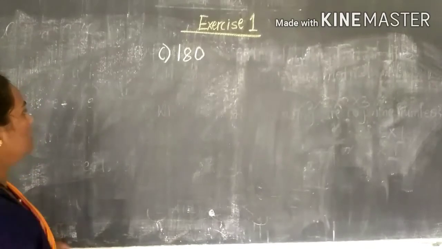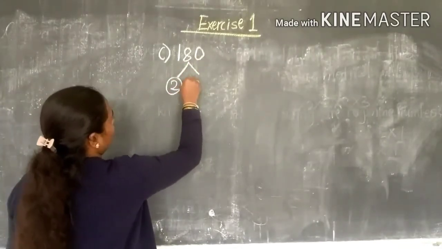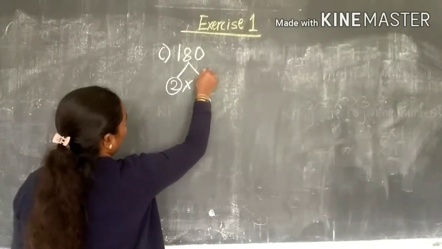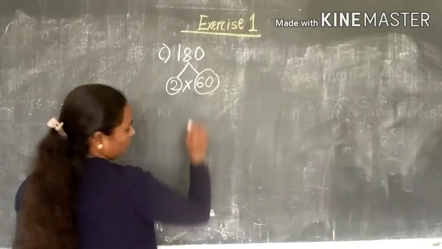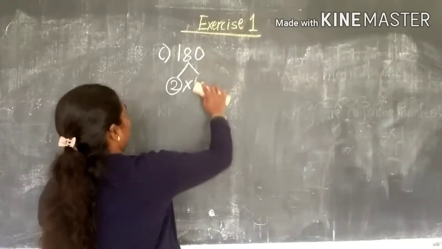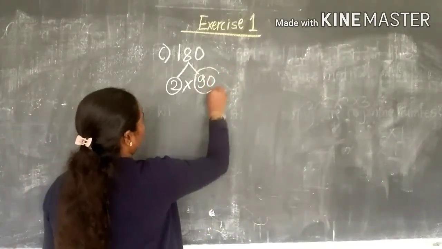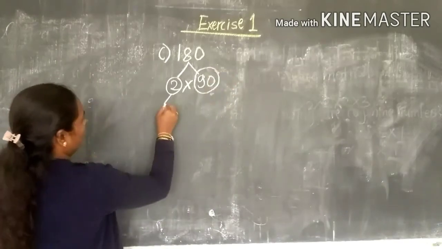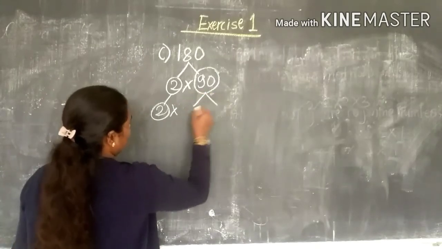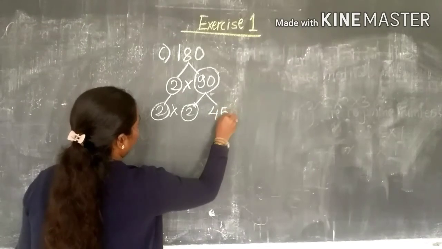Next example is 180. 2 into... 2 9s are 18, 2 0, 0. Then 2, we will again divide the 90. 2 4s are 8, 2 5s are 10.